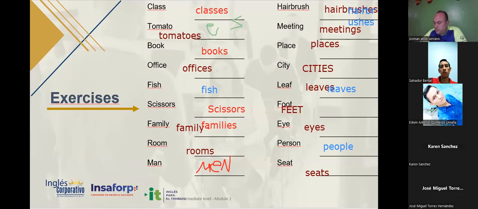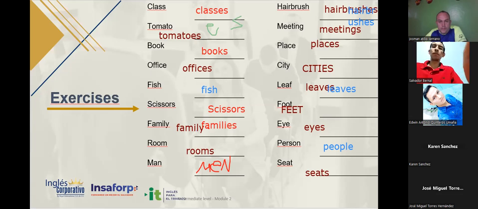Okay, people, so now let's practice pronunciation, okay? Everybody, reading like this. Class, classes. Tomato, tomatoes. Book, books, okay? I'm going to mute myself and you are going to say it by yourselves, okay?